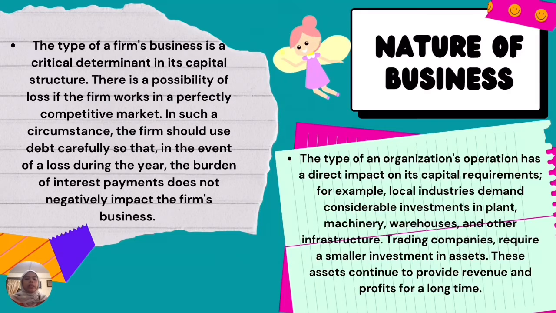The nature of business of a firm is a decisive factor in the capital structure. If the firm operates in a perfect competitive market, there are chances of suffering loss. In such a case, the firm should use debt in a small portion so that in case of loss in a year, the burden of interest payment could not affect the business of the firm adversely.